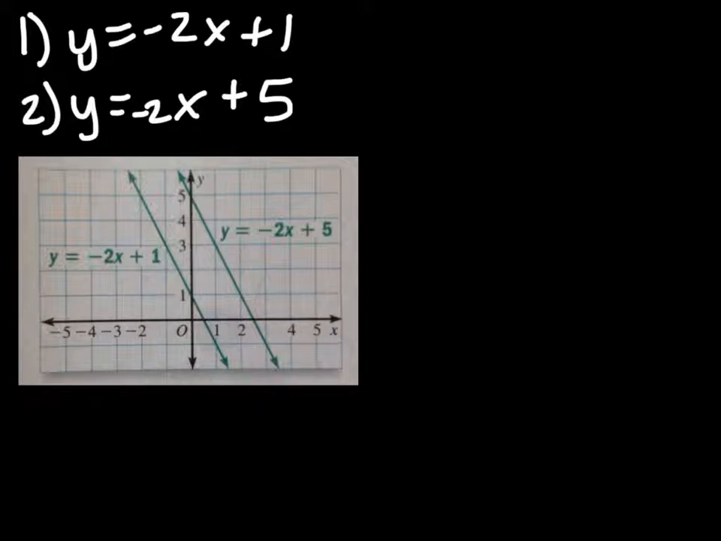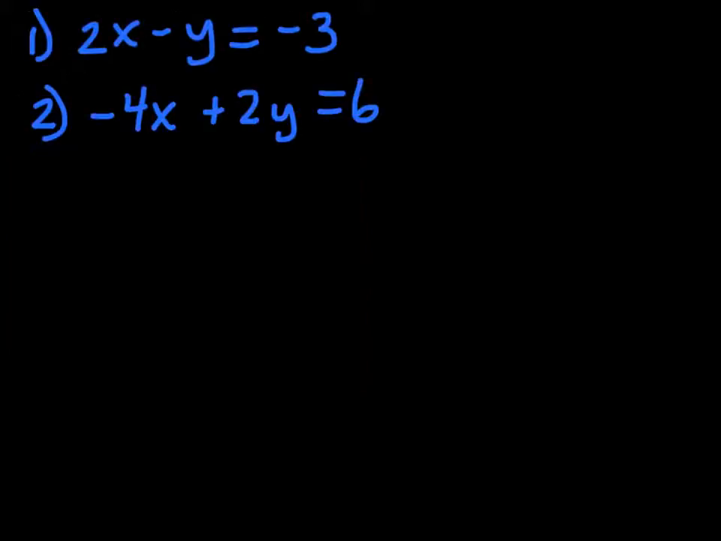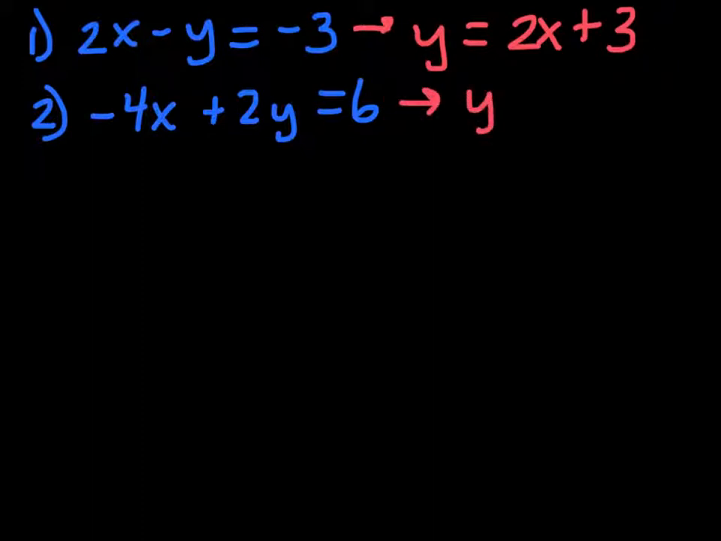All right, now let's solve a linear system with many solutions. Here are the equations we'll begin with. Equation 1 is 2x minus y equals negative 3. Equation 2 is negative 4x plus 2y equals 6. Our first order of business is to rewrite these equations in slope-intercept form. Equation 1 will become y equals 2x plus 3. And equation 2 will become y equals 2x plus 3. Hold on a second. These two lines have exactly the same equation.